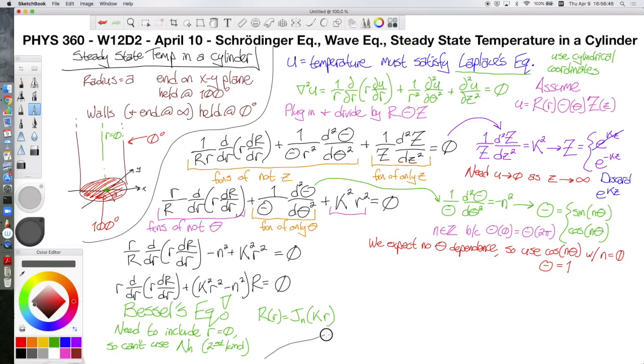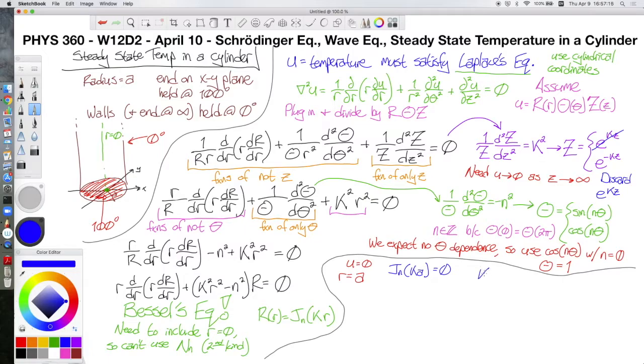We have one more major boundary condition to consider here, other than the temperature at the base of the cylinder. The only other boundary condition we have yet to satisfy is that we need our temperature to be 0 along the walls of the cylinder. So U equals 0 when r equals a. This means that J sub n of kappa a has to be equal to 0.